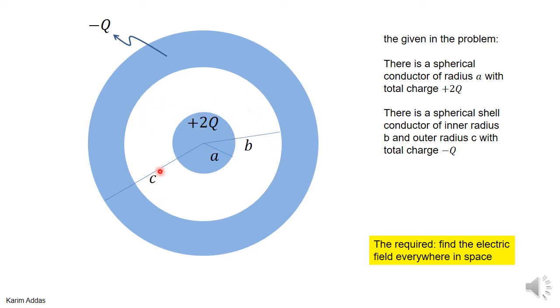This is empty space. And then there's another spherical conductor, but it's a shell. It has an inner radius B and an outer radius C. And they said that they put an extra amount of charge on this shell, minus Q. The question is, what is the electric field everywhere in space, and how is this charge minus Q distributed on the spherical shell?